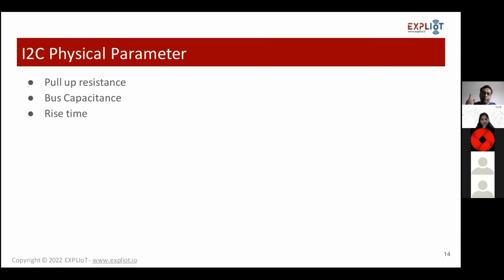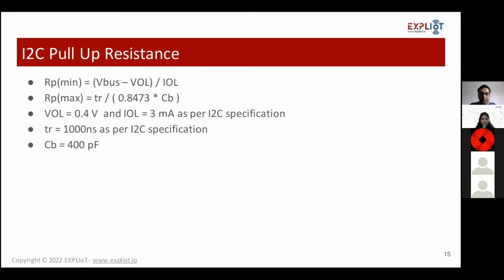Also, if you're looking from the perspective of attacking I2C, make sure you understand these concepts very well, because if you are playing with the pull-up resistance, you can do certain attacks. If you are working with the rise time, certainly you can do some attacks there. So let's explore that in detail, beginning with the concept of the pull-up resistance.